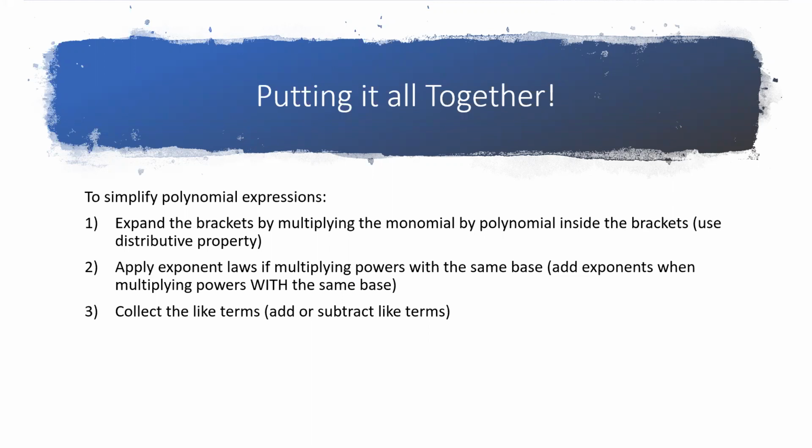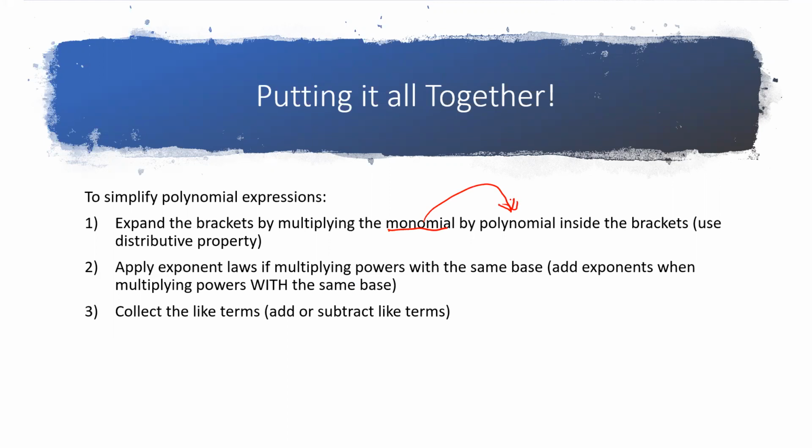So generally what you want to do first, if you have this, you want to expand any brackets by multiplying the monomial by the polynomial inside the brackets. And that means that we're going to be using the distributive property. So that's what we did in the last lesson. So we're simply going to take the monomial here outside the bracket and multiply by each of the terms in the polynomial inside.